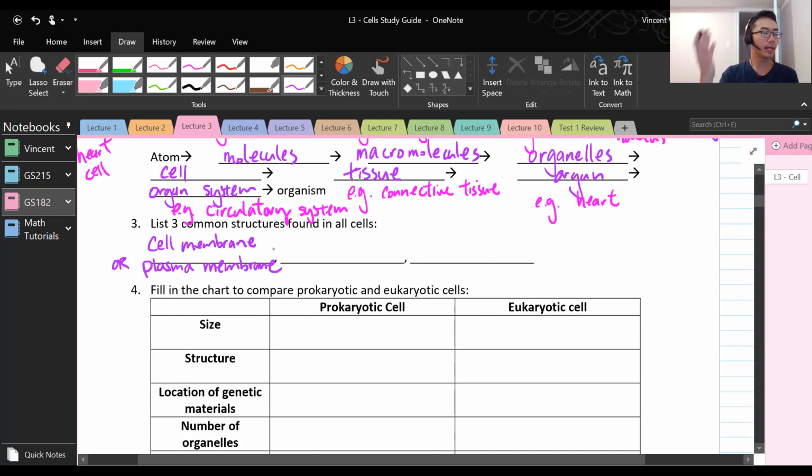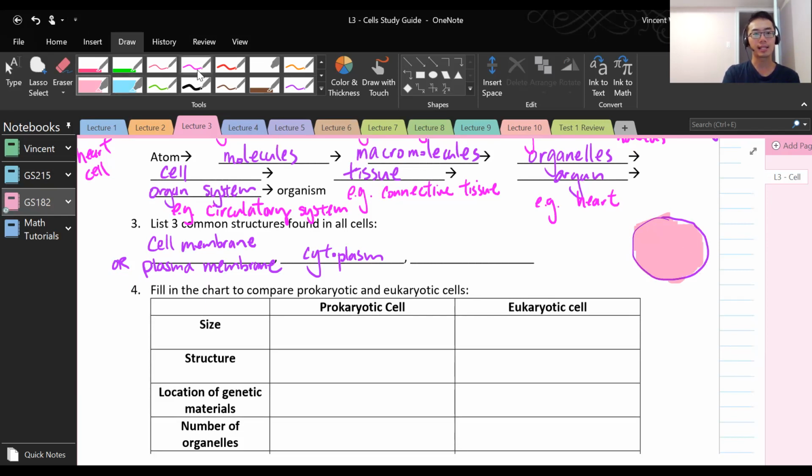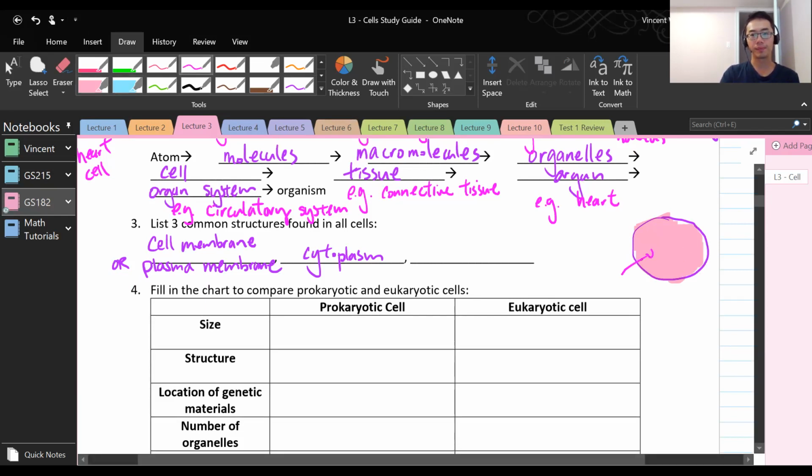Okay. And another thing that is common is that there is a cytoplasm. If you think of a cell, all the gooey stuff inside, all the stuff inside the cell, the gel-like substance that's inside, that's the cytoplasm. Okay, cytoplasm.